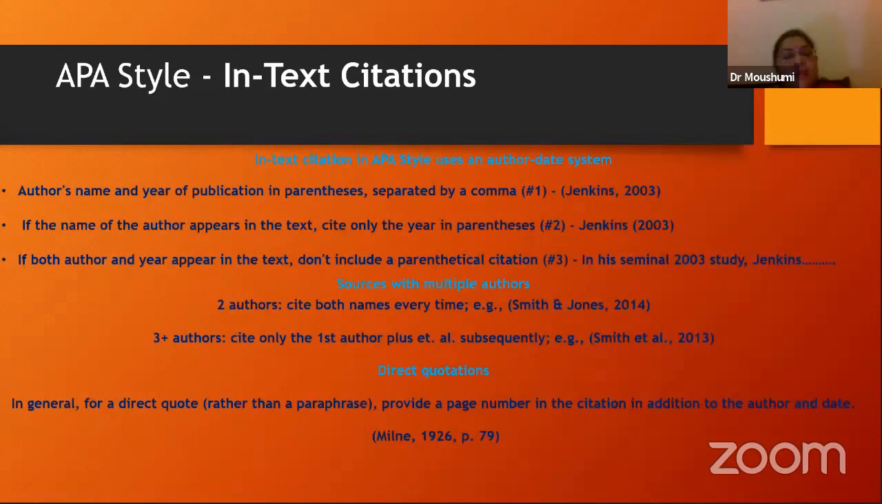These things should be like a Gita in your hand. It should always be there because it is not possible for us to remember every small detail of our citing styles. We have to see them again and again, practice them again and again, and then only our citation styles will be proper. We have this type of citing styles for direct quotations also. Since this video has been uploaded on YouTube, you can see them later on, because I will not be going into the details of every type of styling.